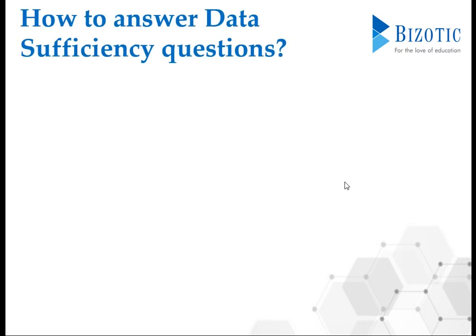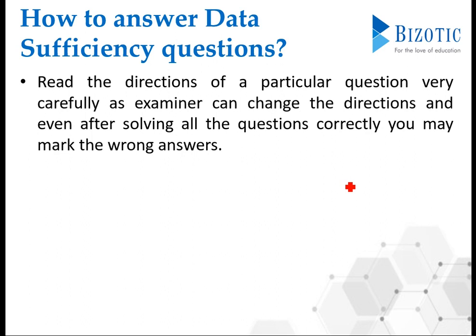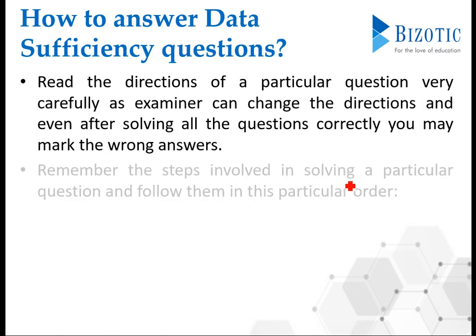So let me tell you how to solve these data sufficiency questions. First thing is, read the directions of a particular question very carefully, as the examiner can change the order or direction at any point of time. If you just rely on that old traditional method, okay, 1 2 3 4 5, we have to select 1 2 3, then that would be a huge failure because the examiner might change the directions anytime. So be aware, read the directions before solving these questions.